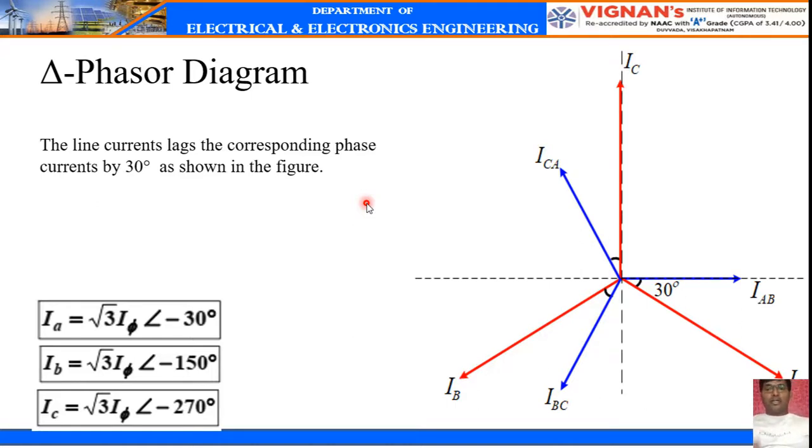Now coming to delta connection, the line voltages and the phase voltages are equal. The line currents are more than the phase currents. The line current is equal to root 3 times the phase current. However, the line current will lag the phase current by an angle of minus 30 degrees.